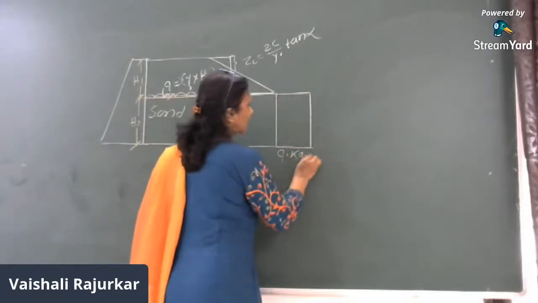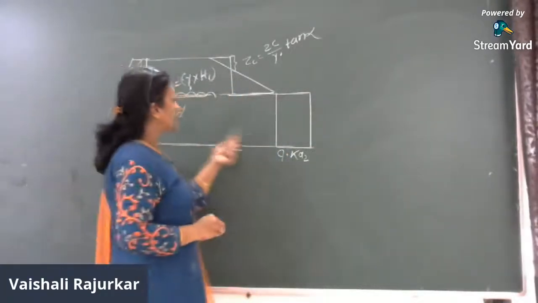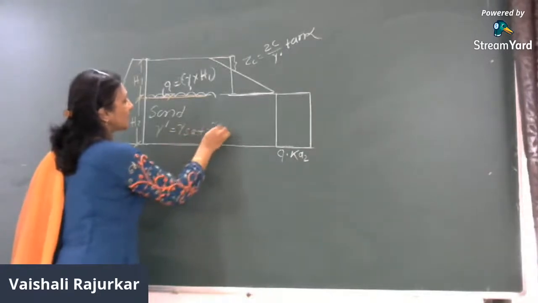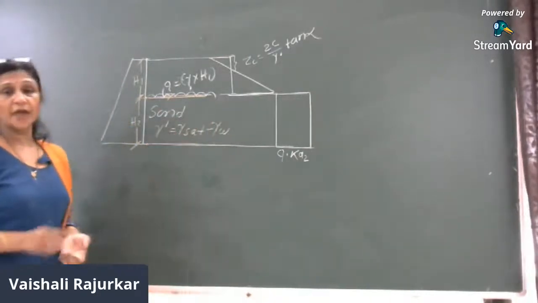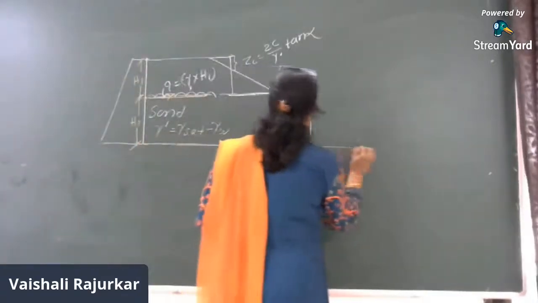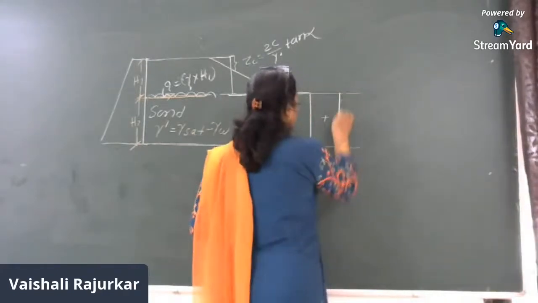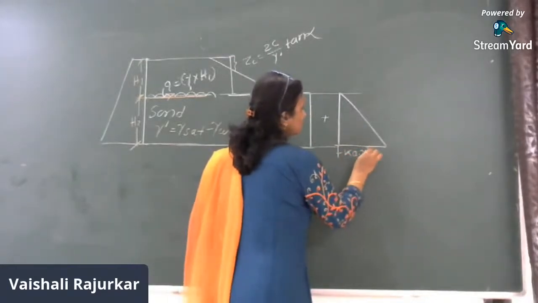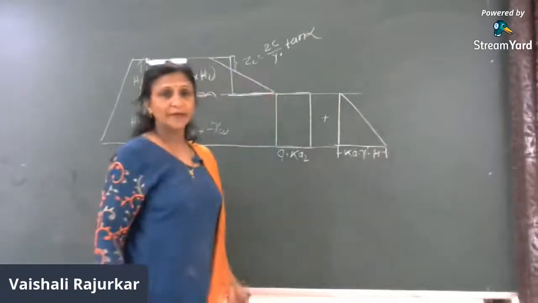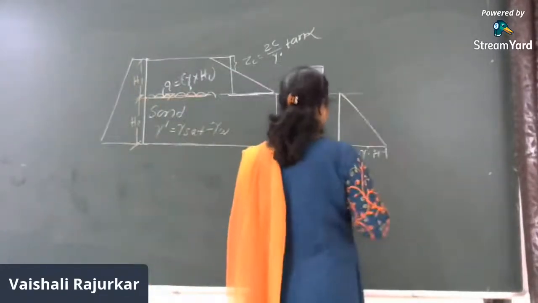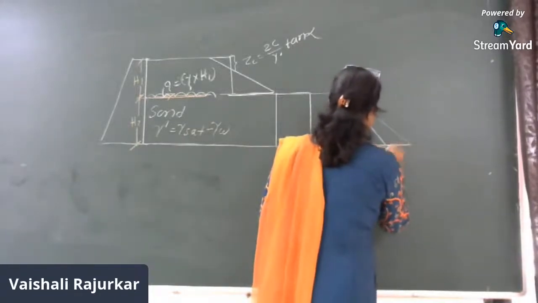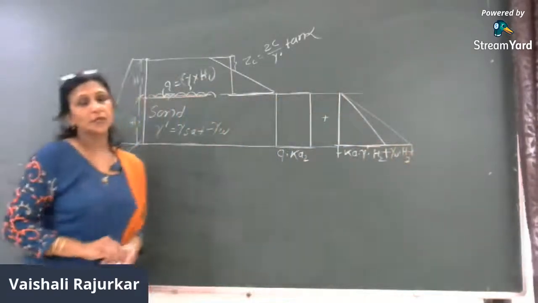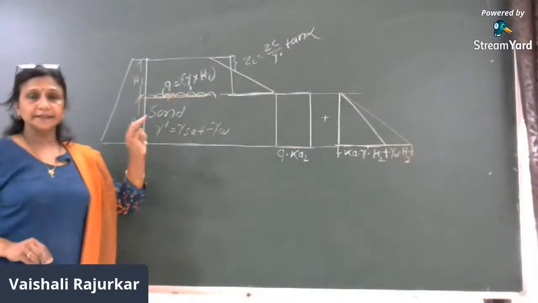So in the second layer, this distribution diagram is due to the surcharge of intensity Q into Ka2. Then further, there the soil is in a submerged condition, gamma submerged, that is gamma saturated minus gamma W. These things we have to take into consideration, and the distribution diagram is positive, and this is Ka into gamma submerged into H. And again there is the water pressure, and the intensity is gamma W into H2.